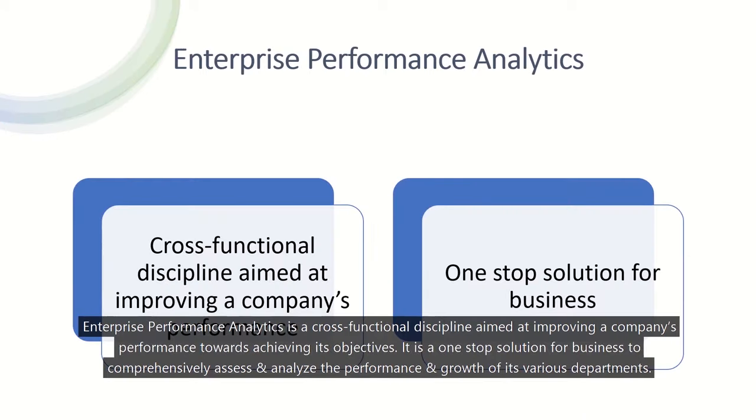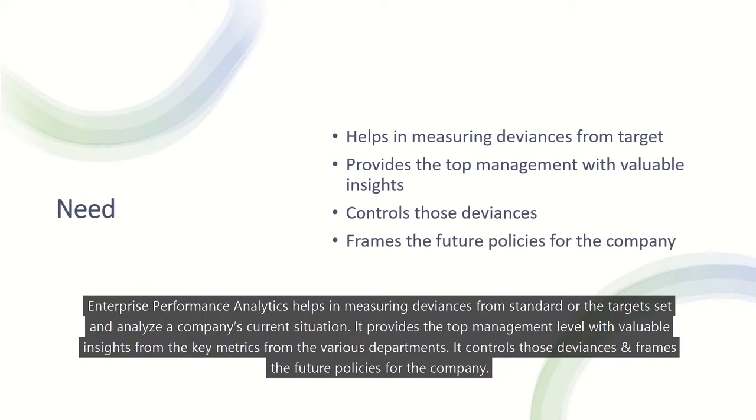Enterprise Performance Analytics is a cross-functional discipline aimed at improving a company's performance towards achieving its objectives. It is a one-stop solution for businesses to comprehensively assess and analyze the performance and growth of various departments. Enterprise Performance Analytics helps in measuring deviances from the standard or the target set and analyzing a company's current situation.